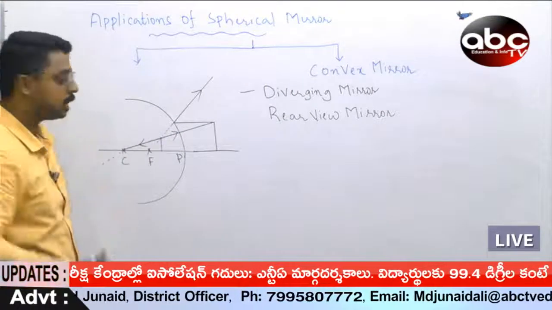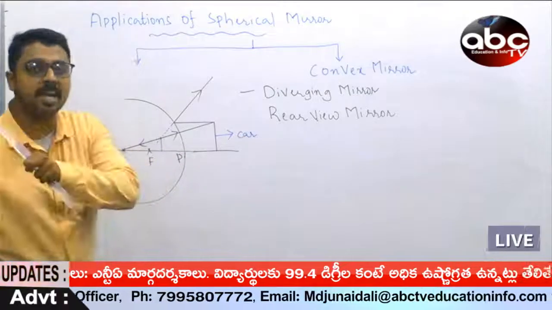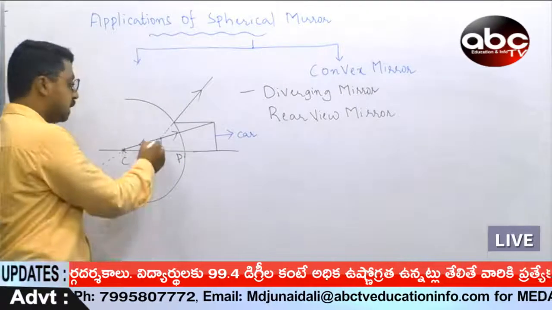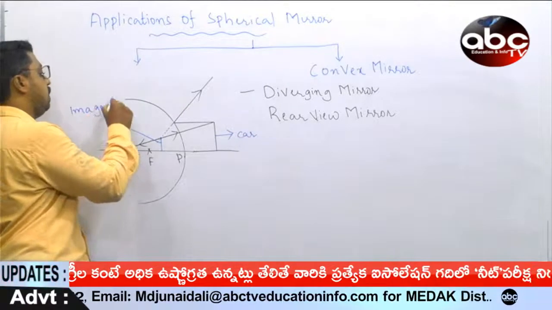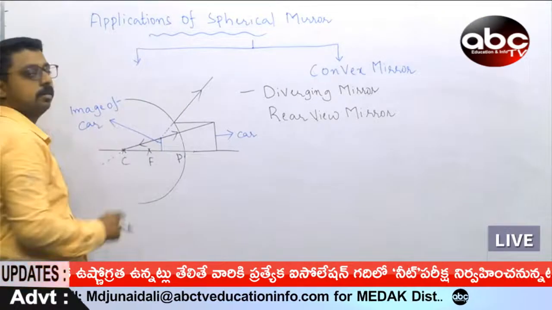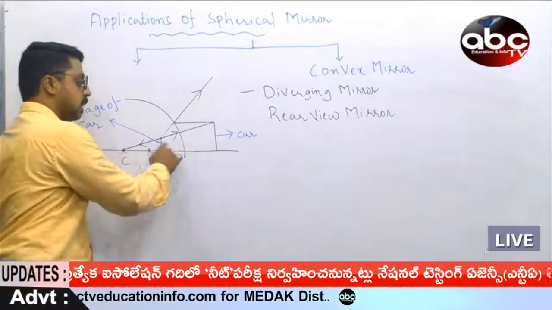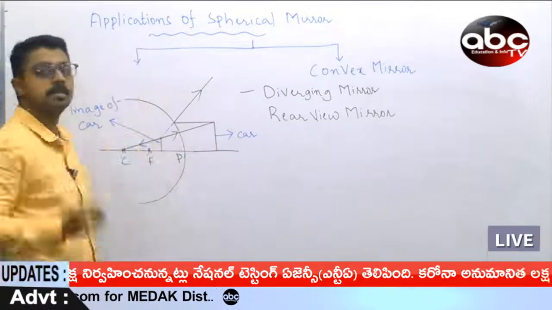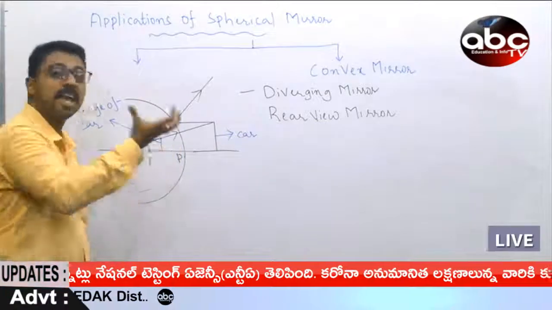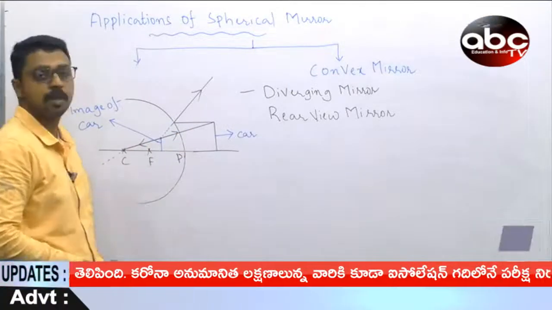So if this is some car behind us while we are traveling, this is the image of the car in our side view mirror. You observe the object is greater and the image is smaller. It covers a wide area, so we use convex mirrors as rear view mirrors.